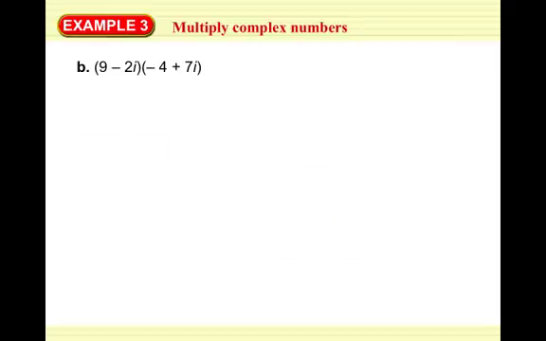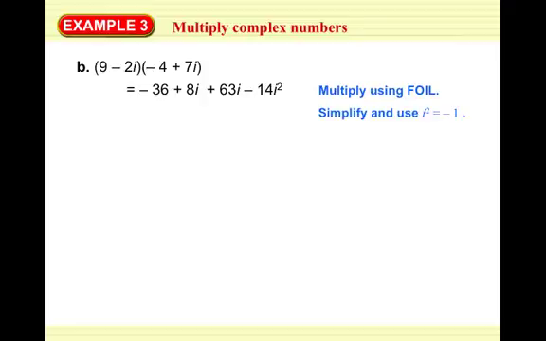All right, so for this one, 9 minus 2i times negative 4 plus 7i, we're going to have to FOIL, okay? So we're going to multiply using FOIL, so 9 times negative 4 is negative 36. Let's see, negative 2i times negative 4 is 8i. 9 times 7i is 63i, and then negative 2i times 7i, let's see, 2 times 7 is 14. i times i is i squared. So we're going to simplify and use i squared equals negative 1. So we're going to substitute negative 1 in for i squared.